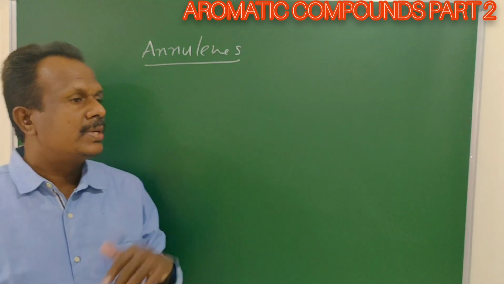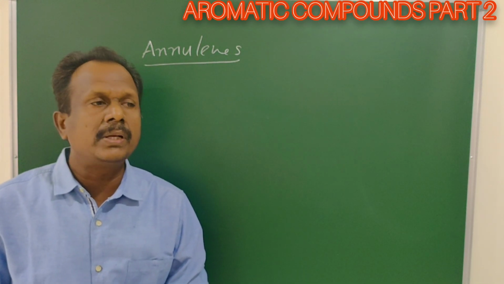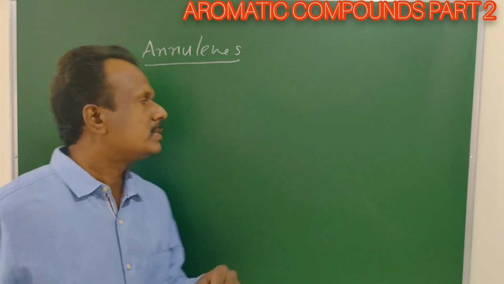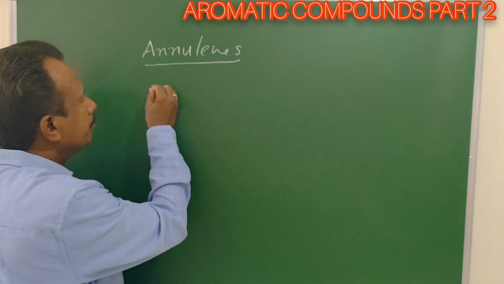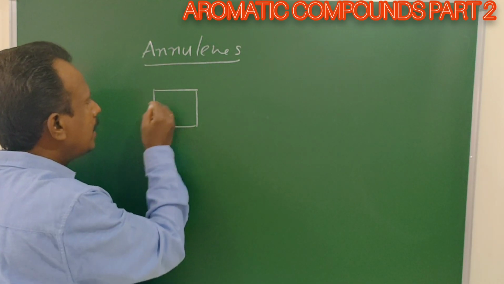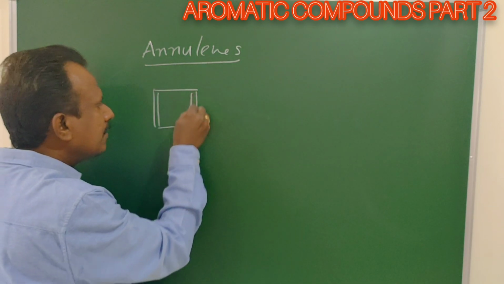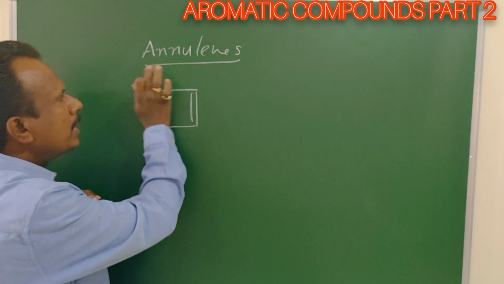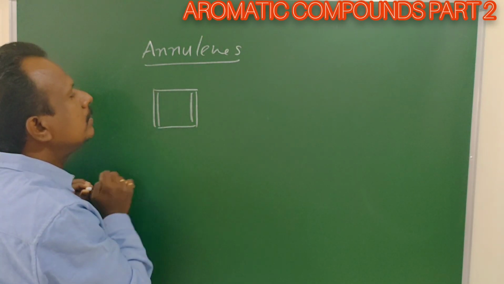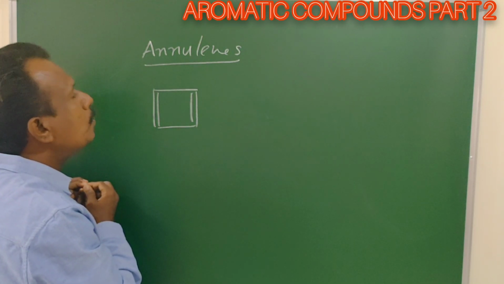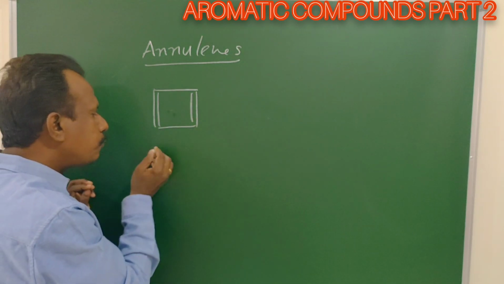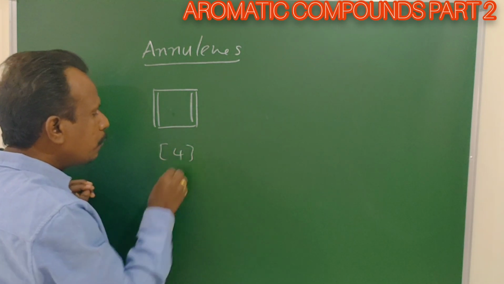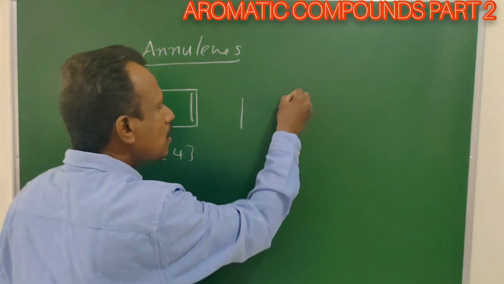Annulenes are the cyclic hydrocarbons which have conjugated double bonds. For example, this is a hydrocarbon having conjugated double bonds. Annulenes are cyclic hydrocarbons with alternating pi bonds. So this is annulene, this is [4]annulene. Benzene is [6]annulene.